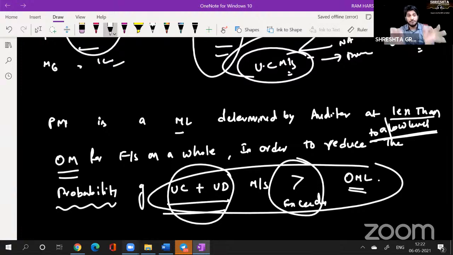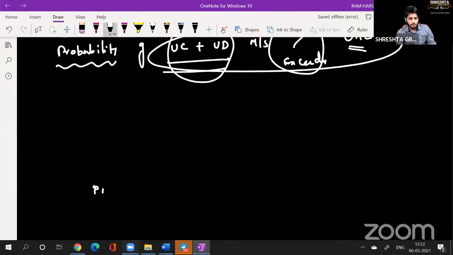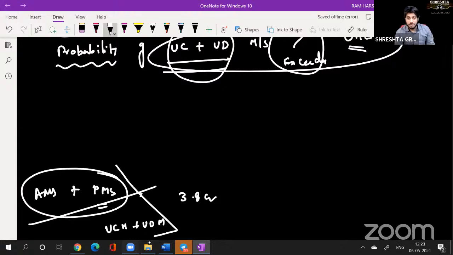So in such a way, you fix performance materiality. Suppose I found projected misstatement. PMS means projected mistakes I found. Let me calculate projected plus AMS, anomalous misstatement plus projected misstatement. In the concept of materiality, uncorrected misstatement plus undetected misstatement, they both are the same. Anomalous misstatement plus projected misstatement, uncorrected and undetected, it is coming to 3.8 crore. Let us assume based on the audit, it's coming to 3.8 crore.